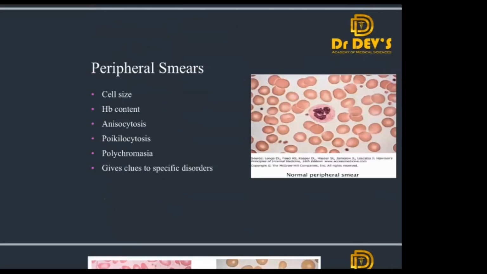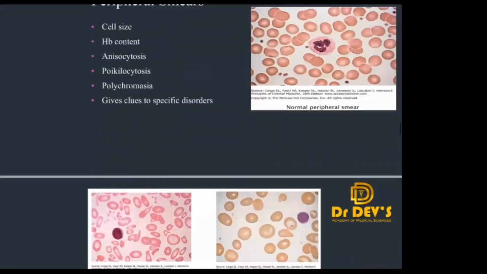What amount of hemoglobin does the cell contain? That is MCHC. Any abnormal type of cells: anisocytosis, different size of cell; poikilocytosis, different shape of the cells; polychromasia, containing more chromatin, gives a clue to a specific diagnosis.